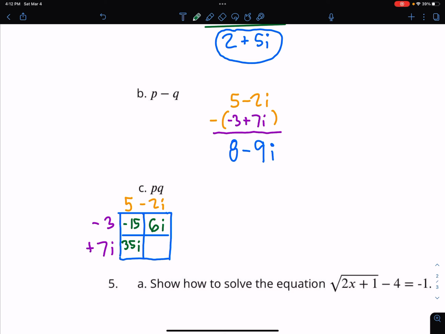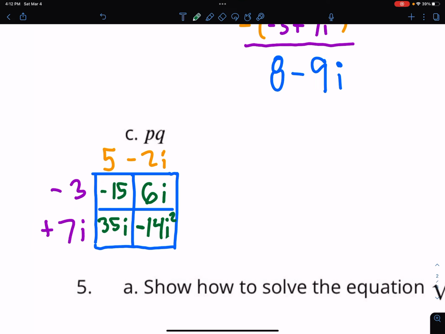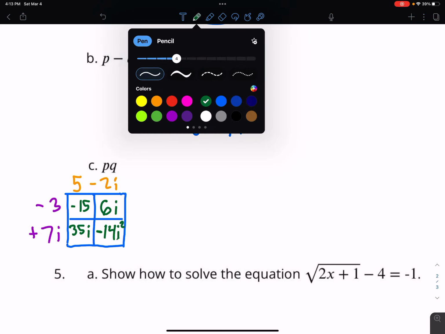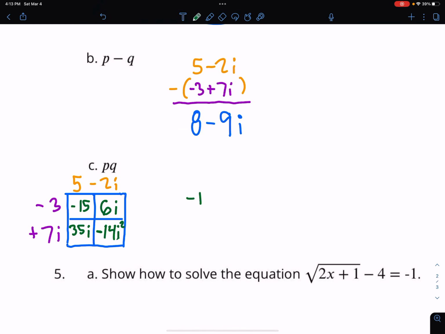And last, down here in this other corner, we've got a negative times a positive, which is going to be a negative. 2 times 7 is 14. And now we got i times i. That's where the i squared comes in. That's i to the power of 2. And then we add all that stuff up. We need to add everything up that's inside of those squares. Negative 15 plus 35i plus 6i minus 14i squared.